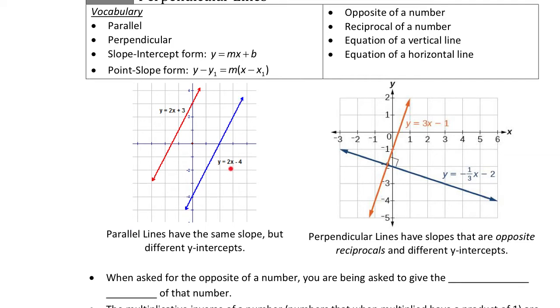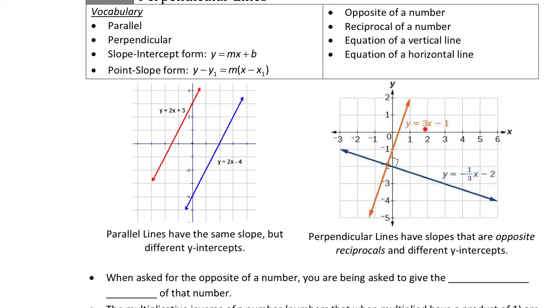The key thing is I've got my two slope-intercept equations for these two lines. Notice they both have a slope of 2, 2x there. So the slope is 2. They just have different y-intercepts. Perpendicular lines have slopes that are opposite reciprocals and have different y-intercepts as well.